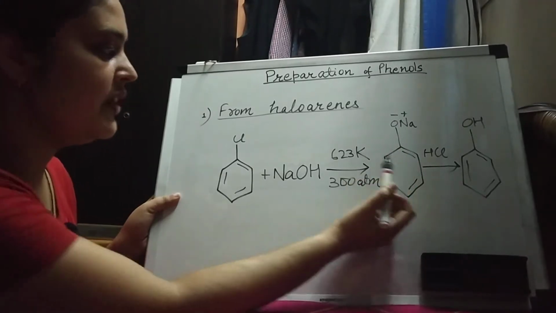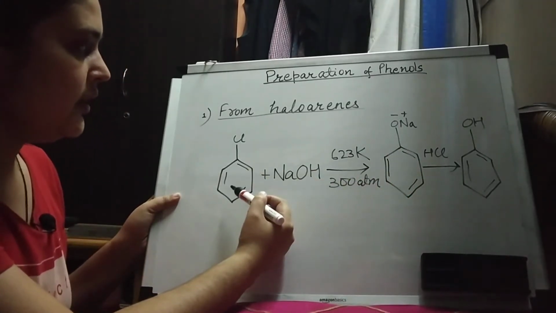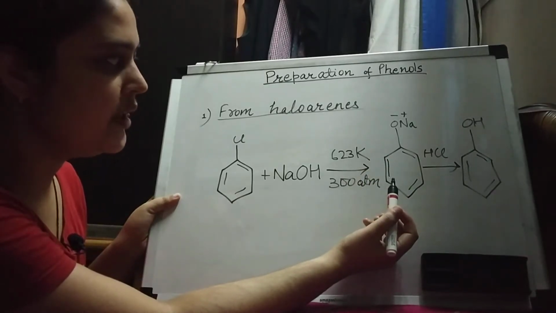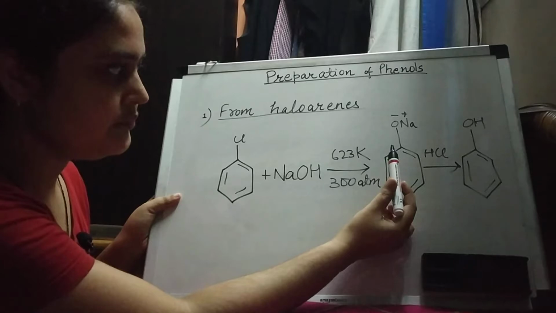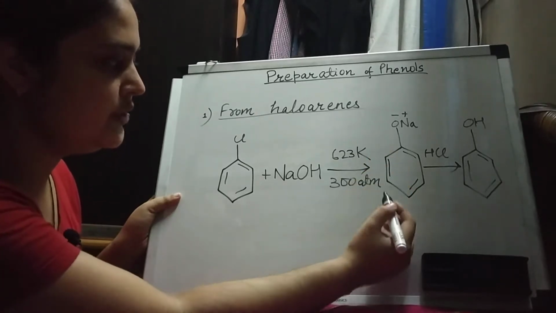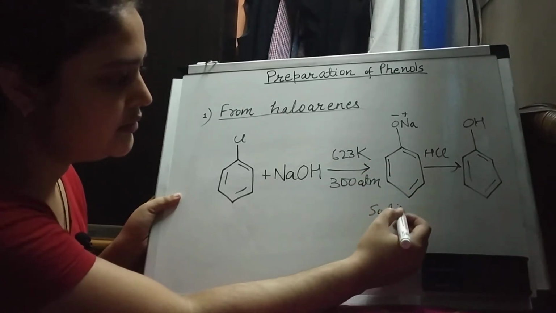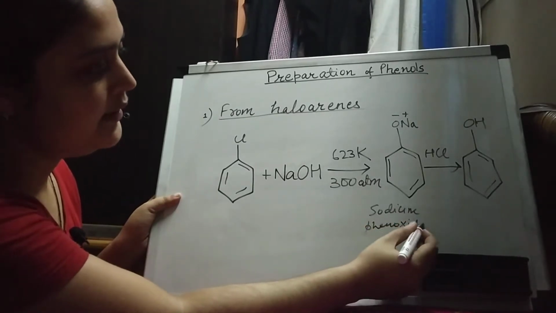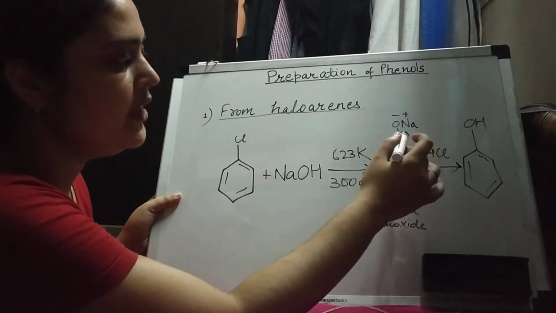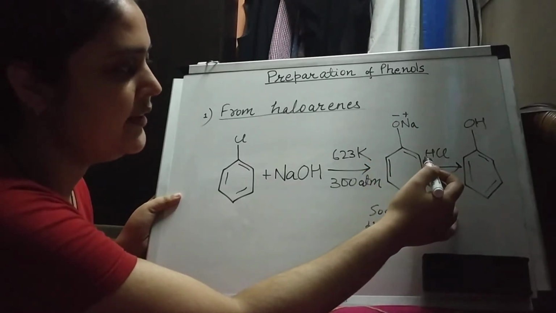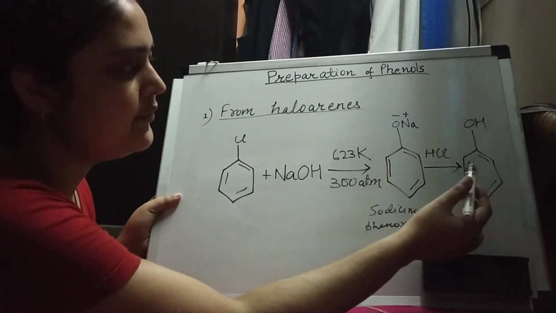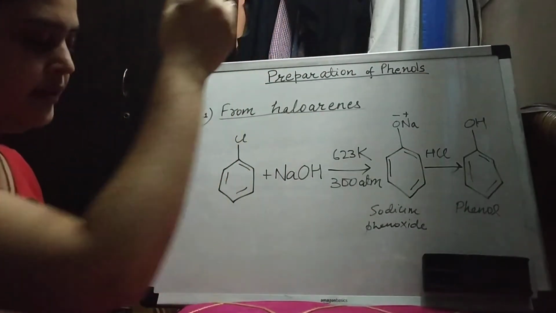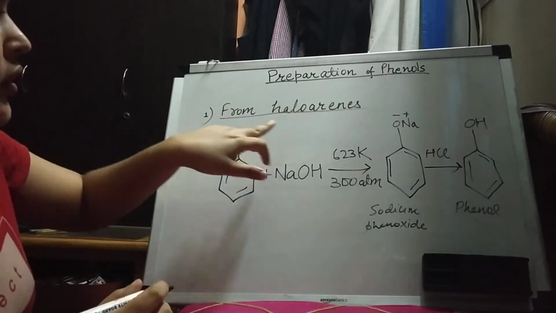When we do this to the haloarene, we get the product sodium phenoxide. Now, when we add acid to it, HCl, we get phenol as our product. So, this is how we prepare phenol from haloarene.